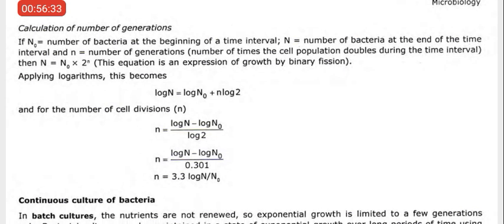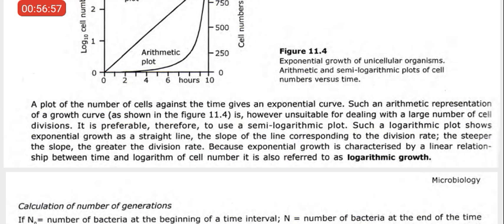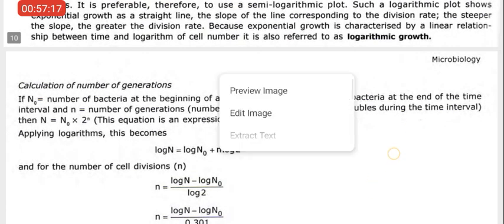Calculation of number of generations. So, such a logarithmic plot shows exponential growth as a straight line, with the slope of the line corresponding to the division rate, and the steeper the slope, the greater the division rate. Because exponential growth is characterized by a linear relationship between time and logarithm of cell number, it is also referred to as logarithmic growth. Calculation of number of generations.